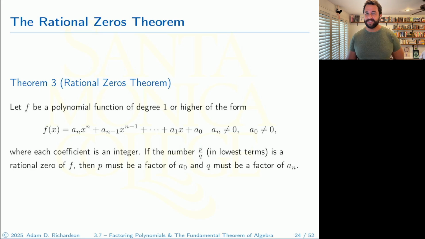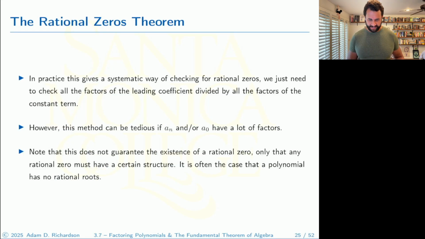This is one of those theorems that is technical when written out, but in practice becomes pretty straightforward. So let's get some intuition for it. In practice, what this does is it gives you a systematic way of checking for rational zeros. You basically just need to check all the factors of the leading coefficient divided by all the factors of the constant term. That's really what it's saying.